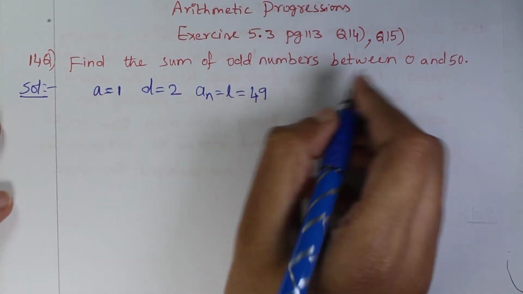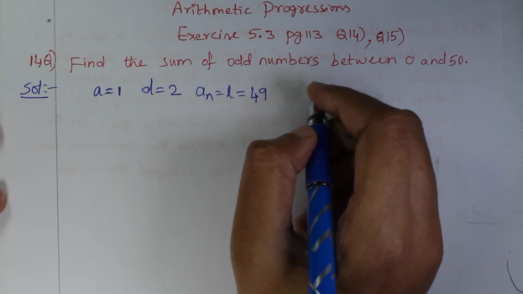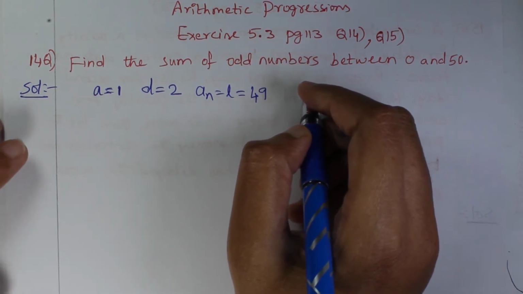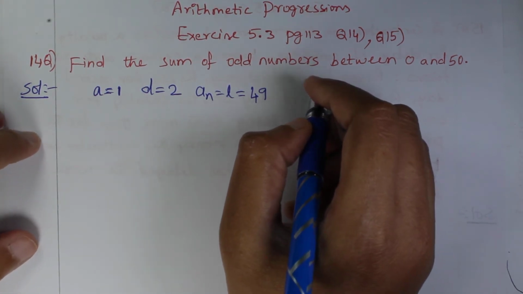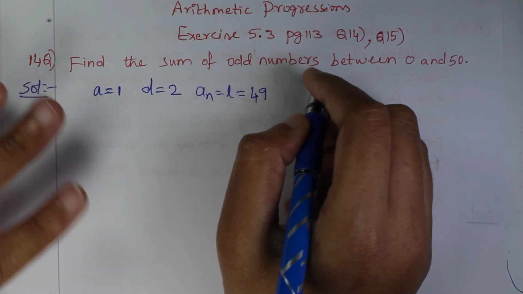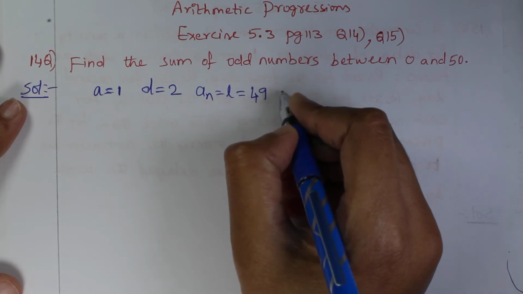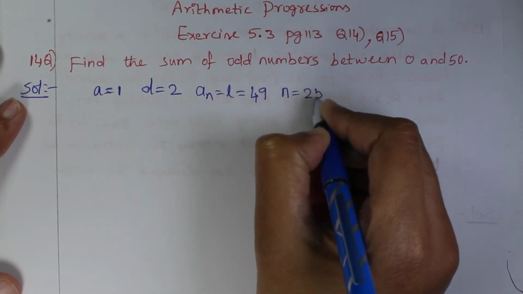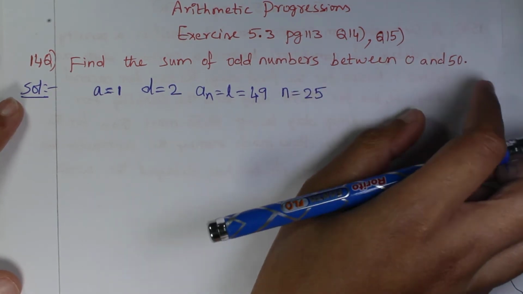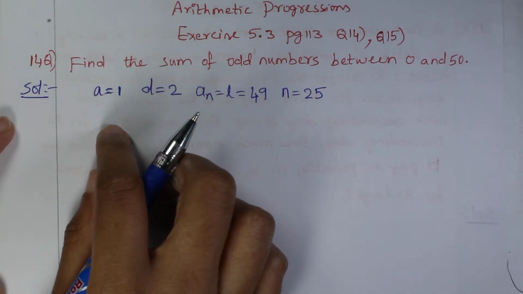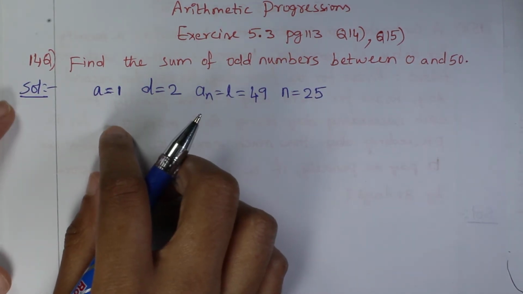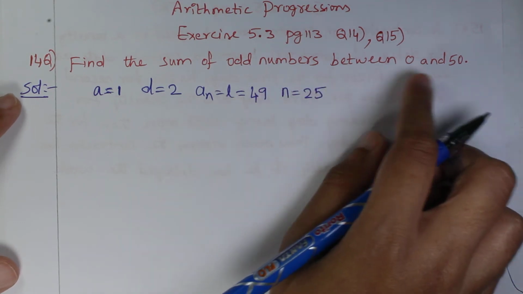And how many odd numbers are there between 0 and 50? Half of them are odd numbers and half of them are even numbers, right? So in 50 numbers, 25 numbers are odd numbers and 25 numbers are even numbers. So n becomes 25. There are 25 odd numbers between 0 and 50. Now we have to find out the sum of the odd numbers between 0 and 50.